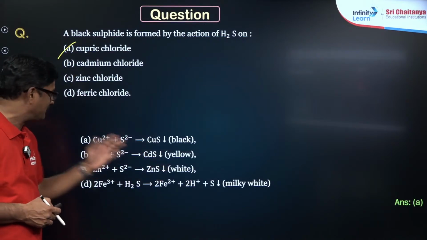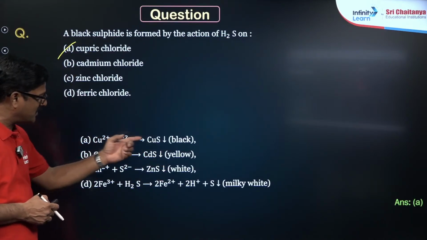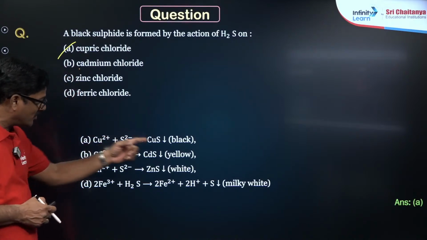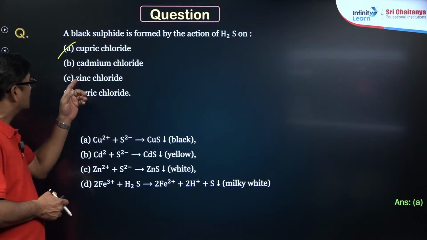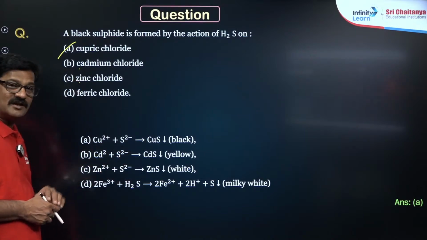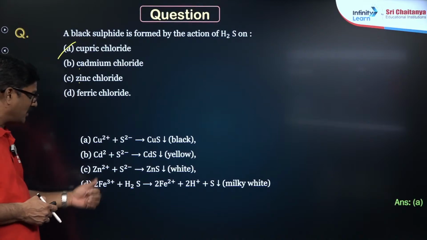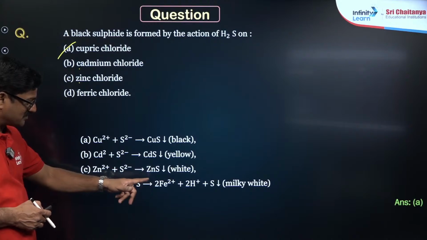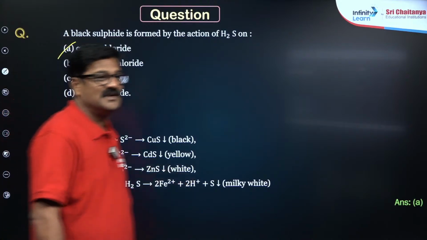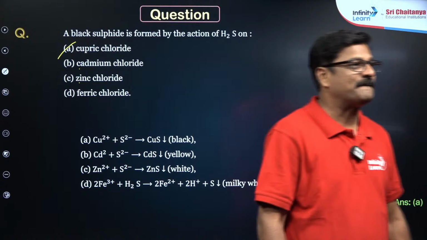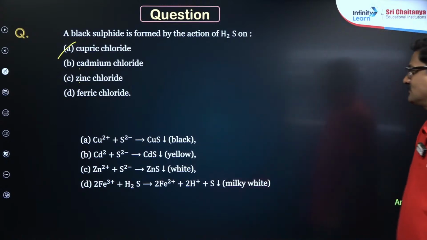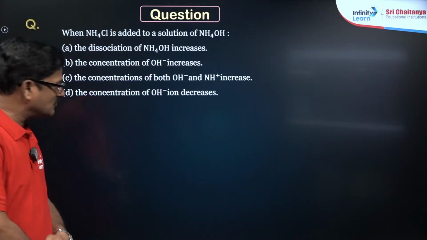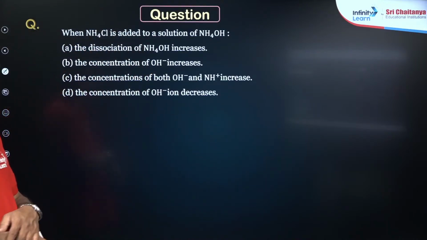Cupric chloride, when H2S gas is passed, is going to give a black color precipitate, whereas cadmium is going to give a yellow color precipitate. Zinc is going to give a white color precipitate, and ferric chloride is going to give you a milky white color precipitate because sulfur is getting deposited there. And one more. So that is the version of questions from the qualitative analysis.